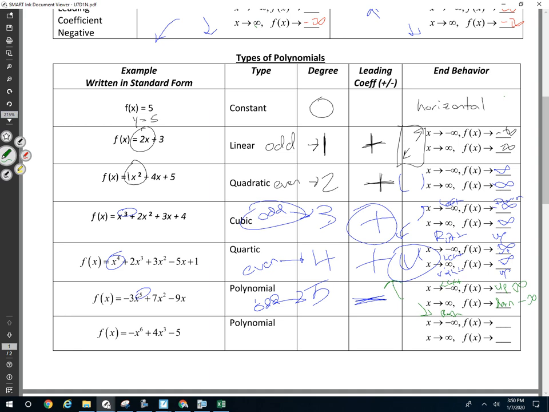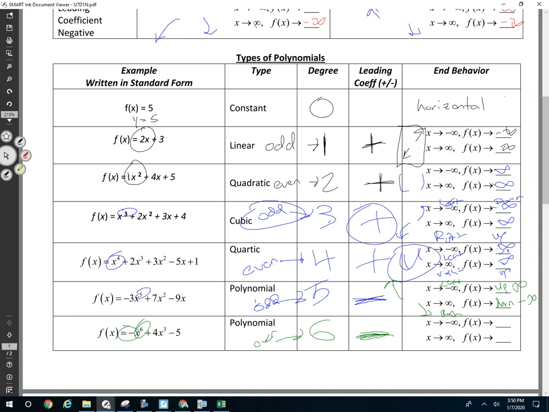x to the sixth, that will dominate. That's an even number. But I got a negative in front of it. x squared with a positive, this is what it looks like. That means x to the fourth, x to the sixth, x to the eighth. x to the 10th will always end up like this.